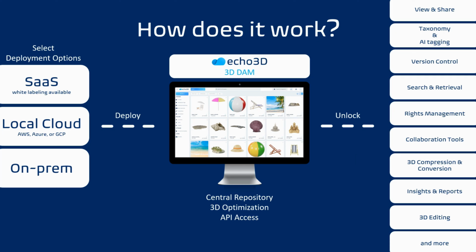Now that we know what echo3D is, let's see how it works. Each of our clients selects their preferred deployment option: SaaS, on our cloud, local cloud on the client's cloud environment, either AWS, Azure, or GCP, or on-prem. We deploy, and then teams within the organization unlock a plethora of features, like those on the list here on the right, and more. Now let's see the actual platform.